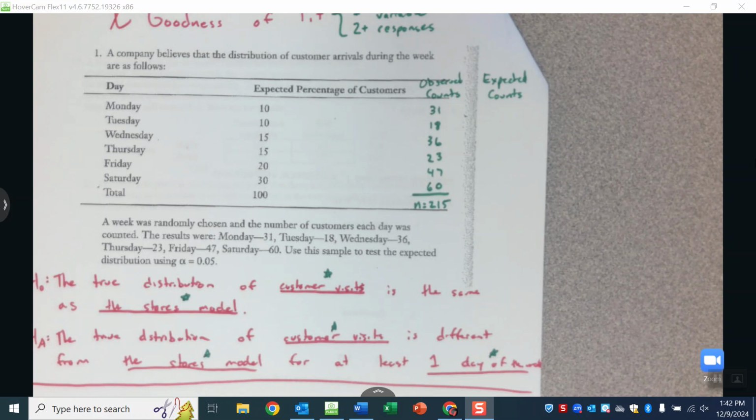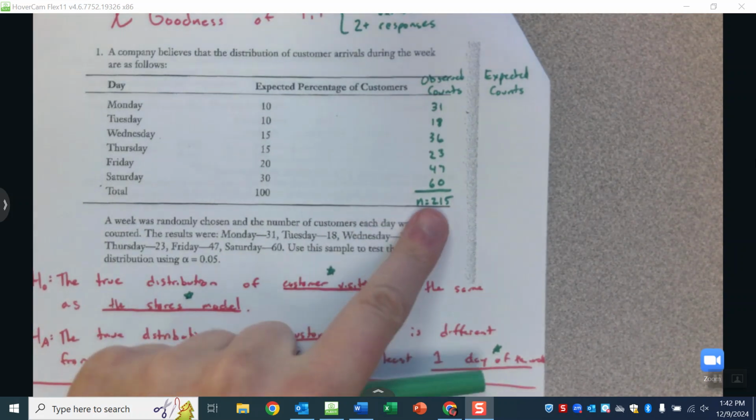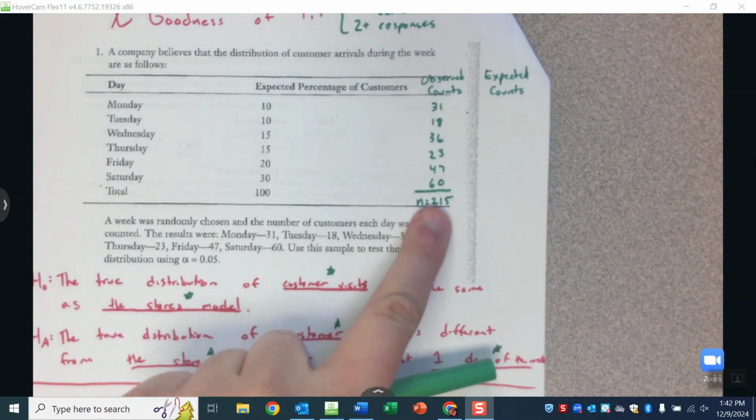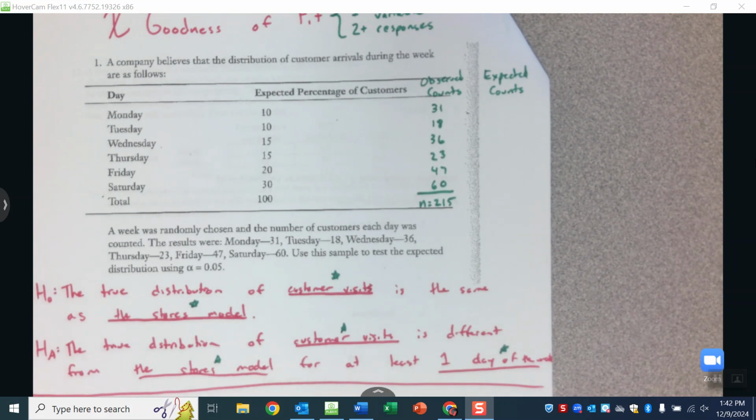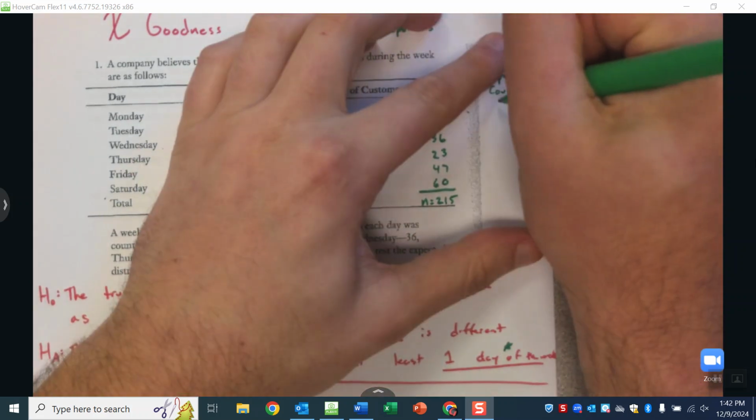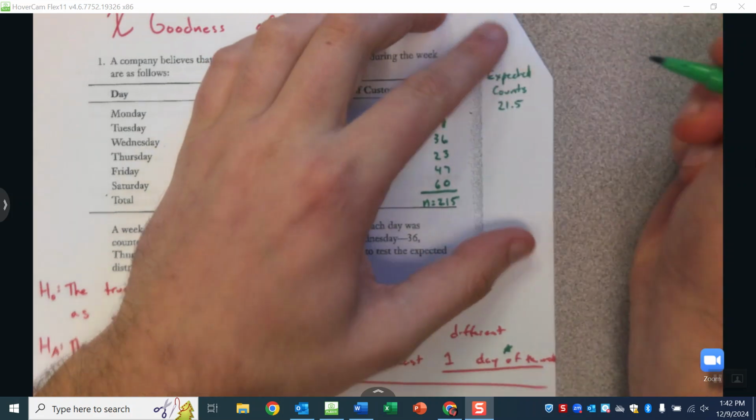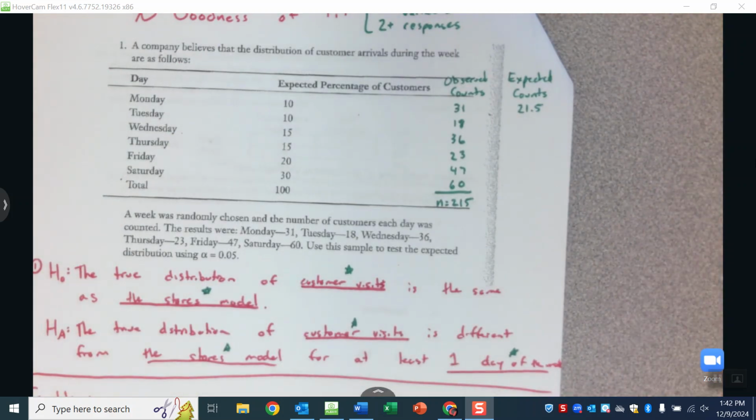So if the store is telling us that we expect 10% of our customers to come in on Monday, and I watched 215 people come in the store, how many of them should have come in on Monday? Yeah. And actually, that's exactly right. 10% of 215. So you're just going to do 0.1 times 215, and you're going to write it as a decimal. Like you just said, Maddie, it's 21 and a half would be my expected count.